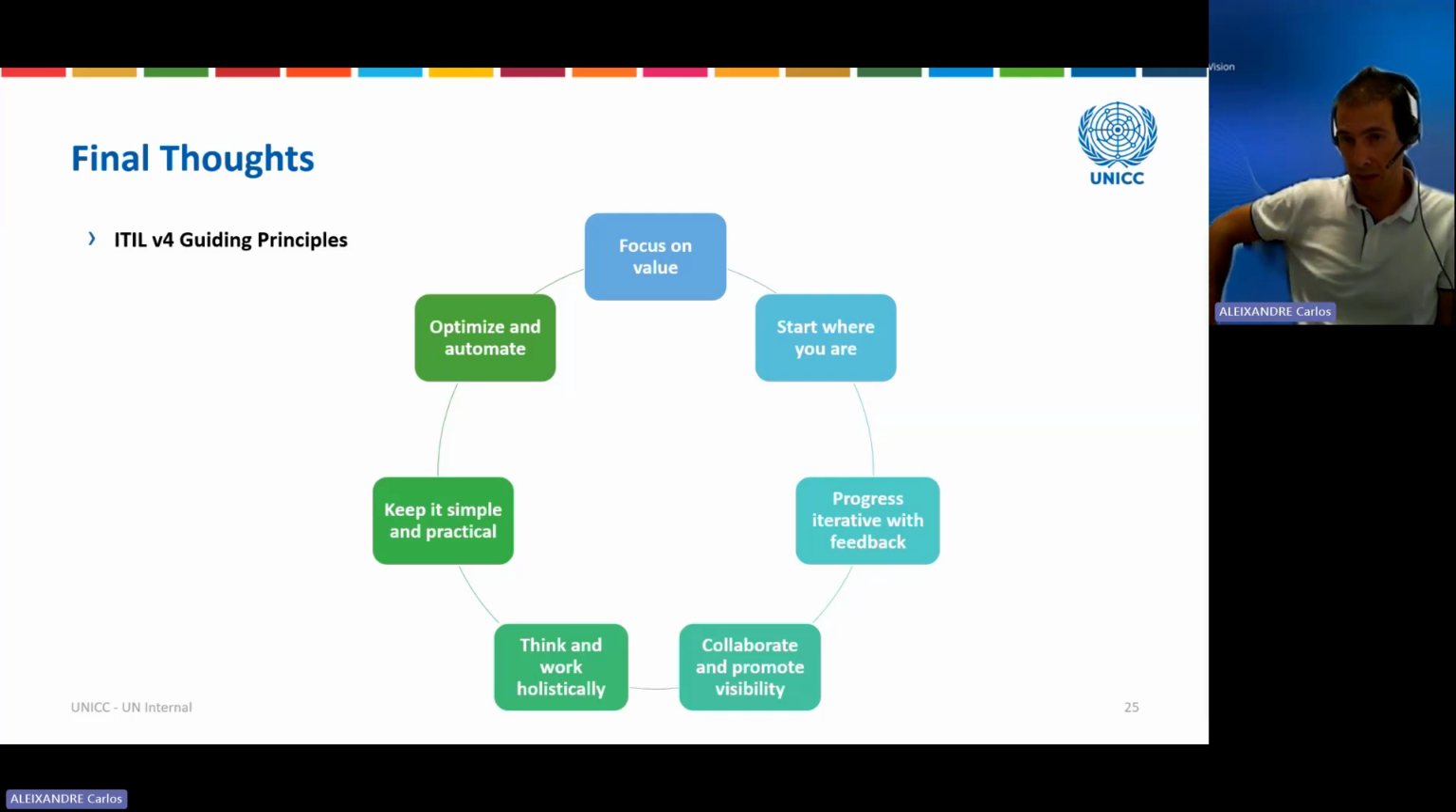Think and work holistically. Keep it simple and practical. This is always a very good best practice. And optimize and automate, right? Once you have a good process in place, then you can optimize and automate. So I like these principles, and I think they are also applicable to the third-party risk management practice.